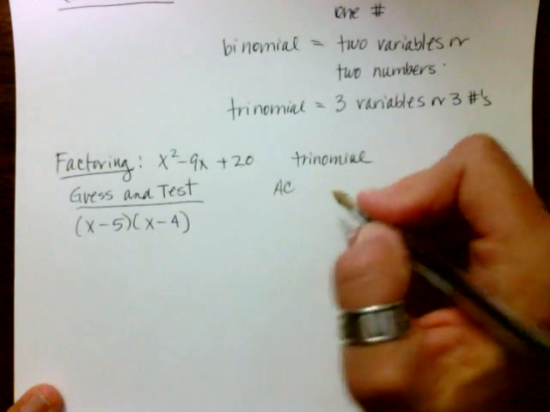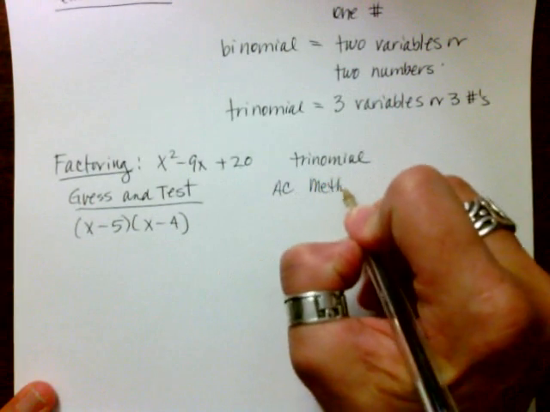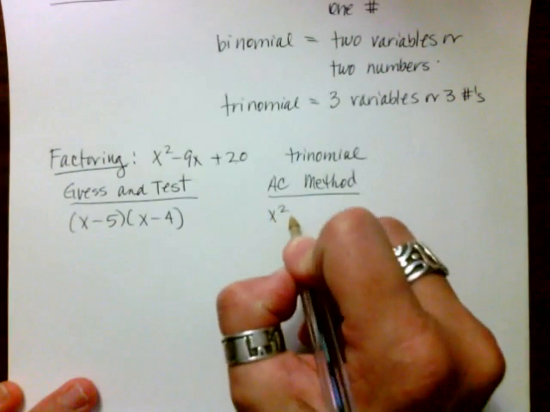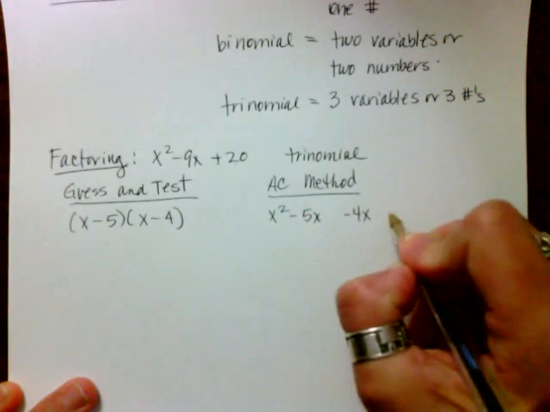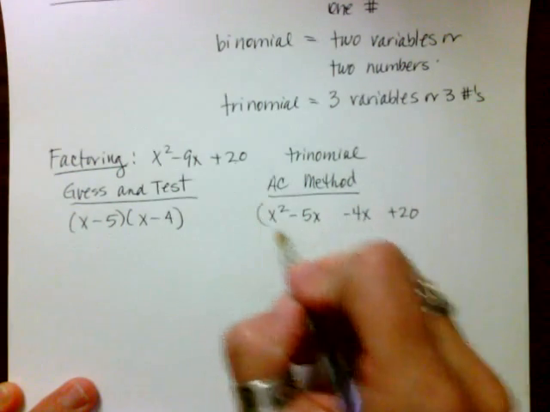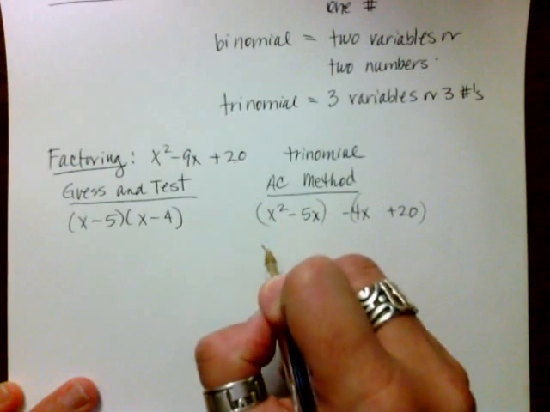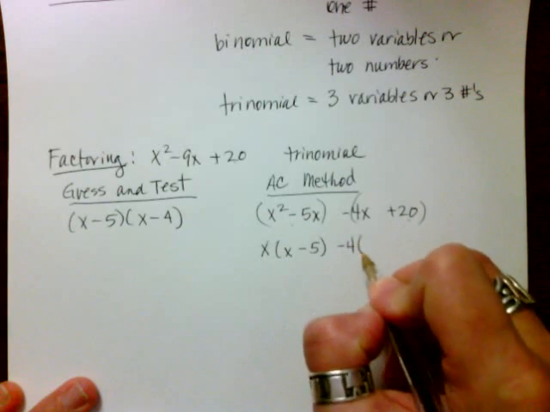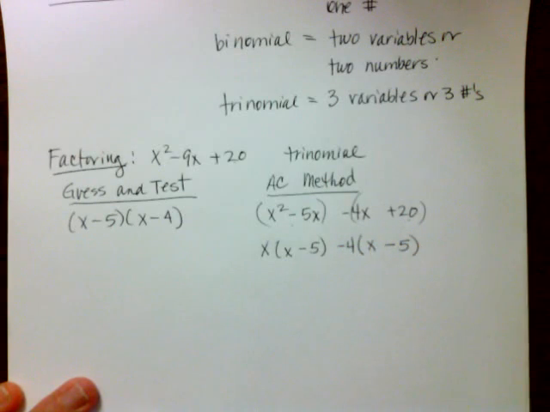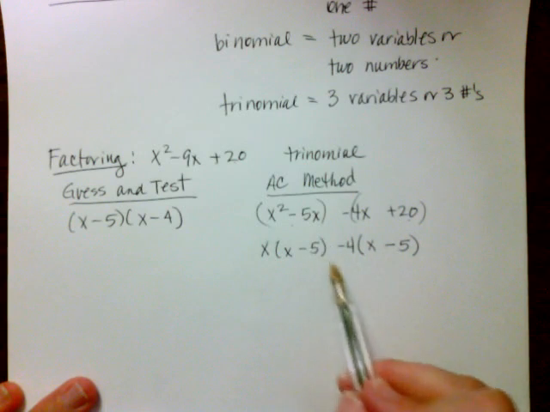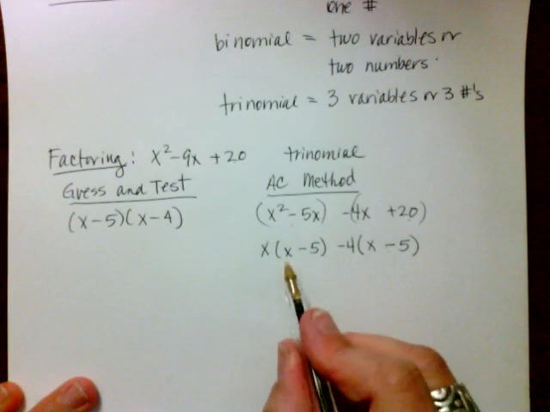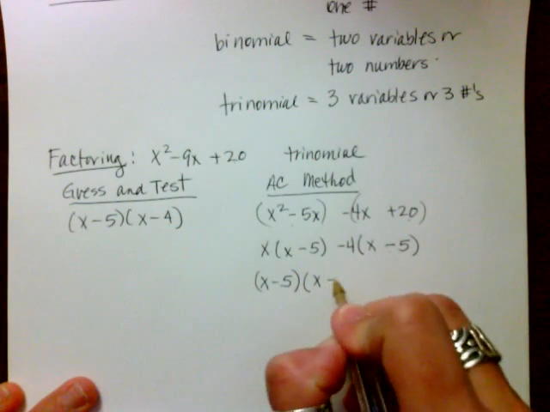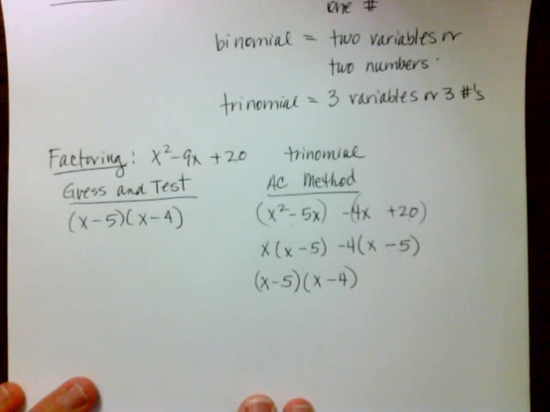For those of you that don't like to do guess and test, I'll do the AC method. We already know what the factors are, so I'm just going to rewrite my middle term: x squared minus 5x minus 4x plus 20. Then if I do my grouping, x is common to the first two and I get x minus 5. The last two have a negative 4 in common and I get x minus 5. Just a reminder, these are not multiplied together, they are added. Now these two expressions have an x minus 5 in common, and if I factor it out, I get x minus 4. I got the same thing both ways.